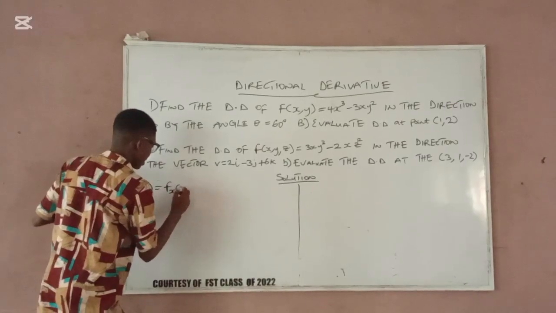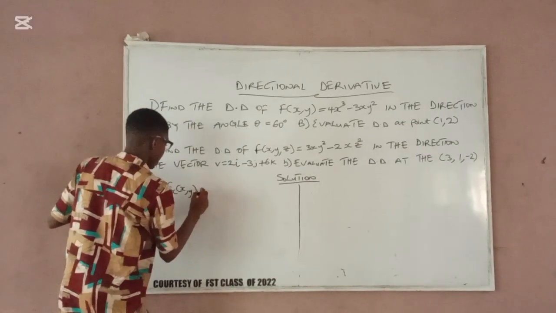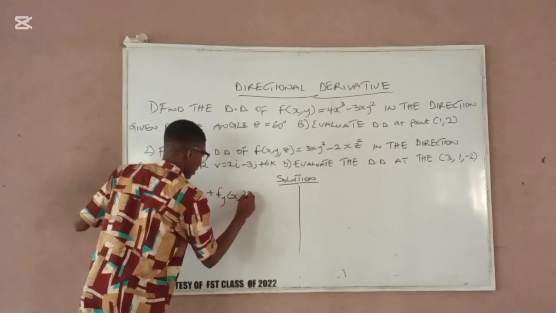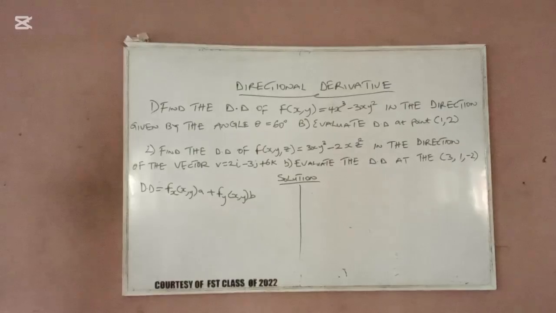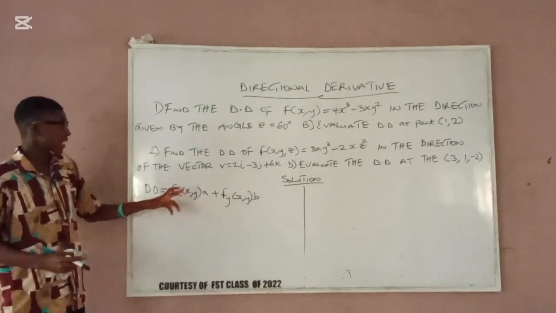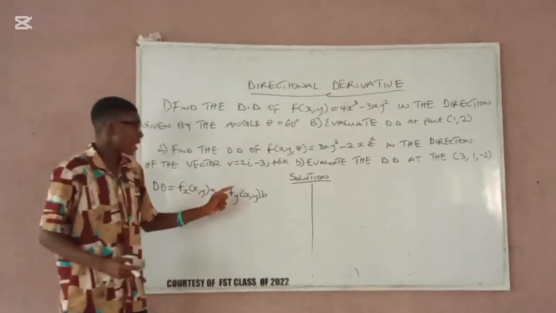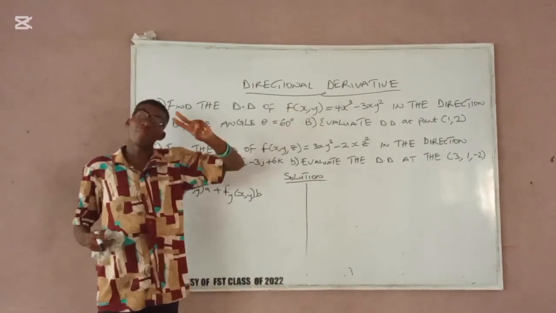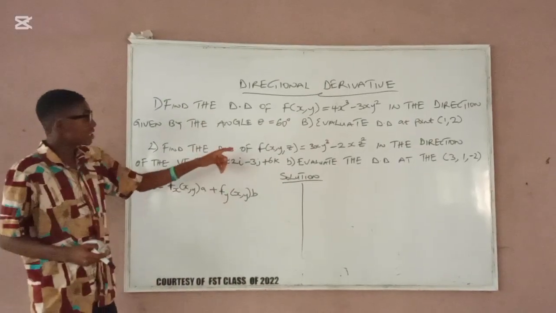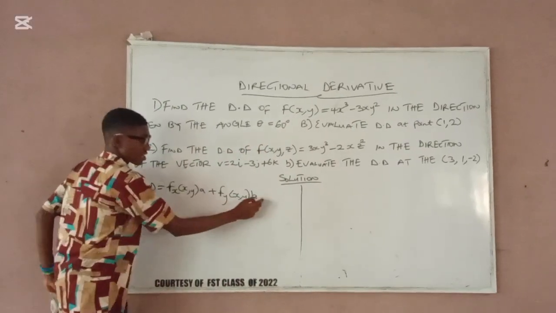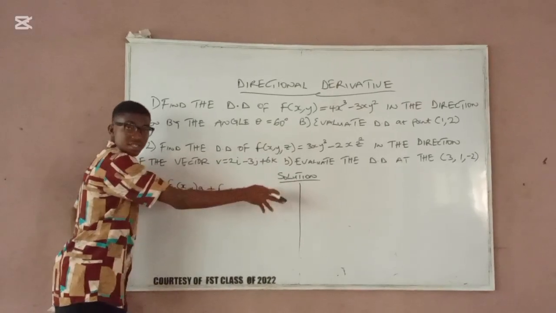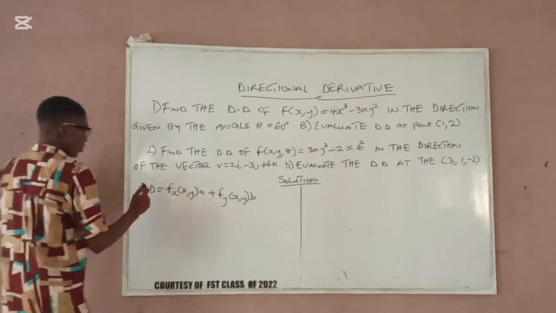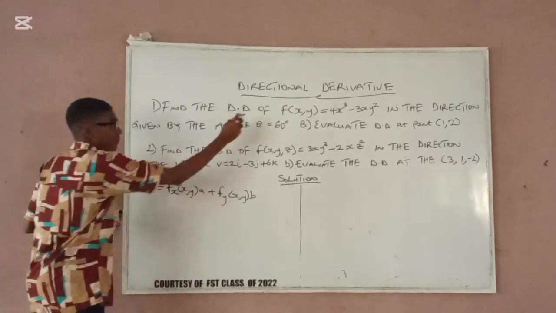f of x at (x, y) times a plus f of y at (x, y) times b. The directional derivative is f of x at (x, y) times a plus f of y at (x, y) times b. Why do we stop here? In our question, the function has just two components, x and y. But if the function had x, y, and z, we could continue, plus f of z at (x, y, z) times c.